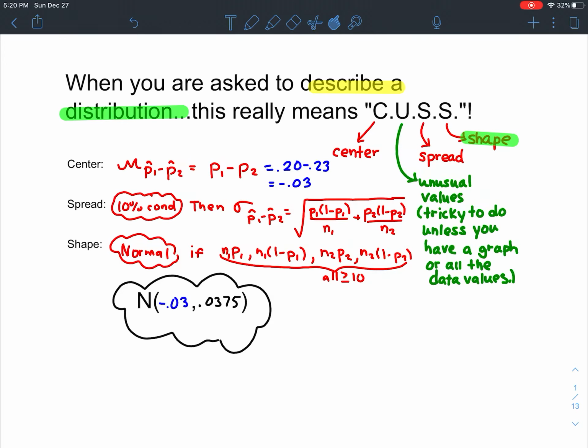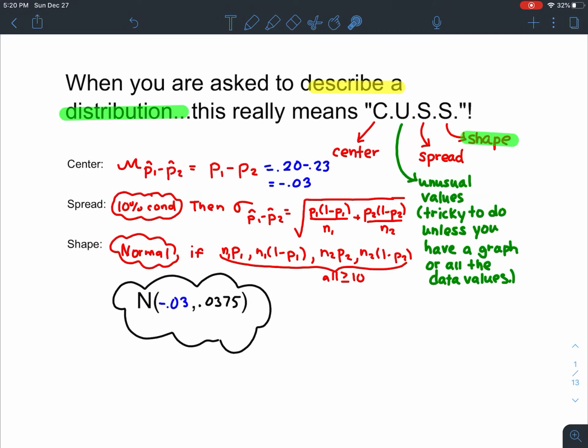Okay, we are going to start section 10.2 here today. One thing I just want to emphasize here is anytime a problem asks you to describe a distribution, what they're really asking you to do is describe these elements that are in our acronym CUSS, which is to describe the center, spread, shape. Of course, the U is unusual values.